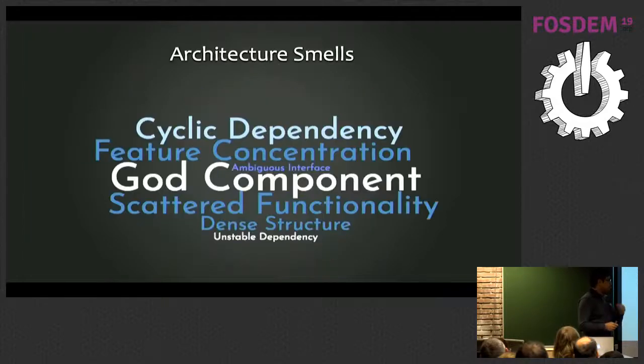When you see a software from components and the relationships among them at that granularity, you are detecting architecture smells, and these examples are basically architecture smells: God component or feature concentration. Feature concentration is nothing but a component doing more than one feature. Scattered functionality is like a responsibility scattered across multiple components.